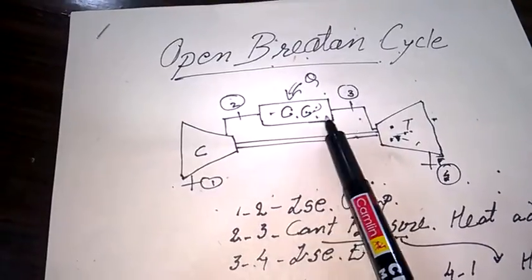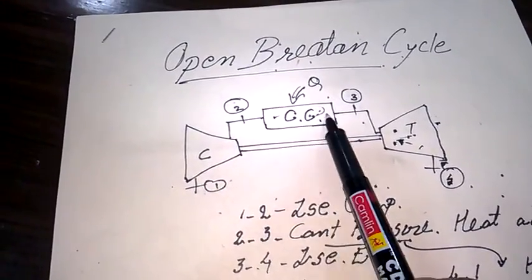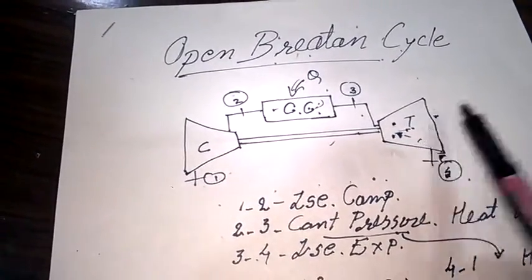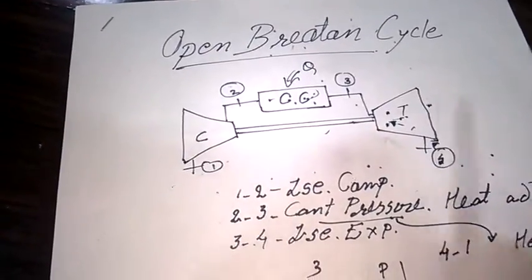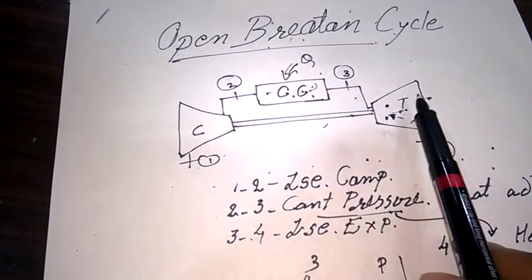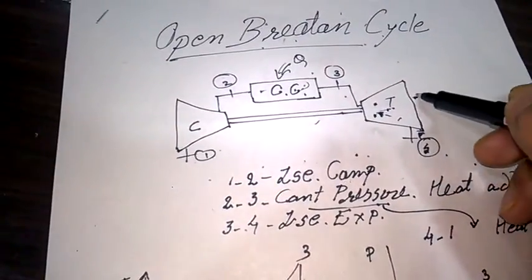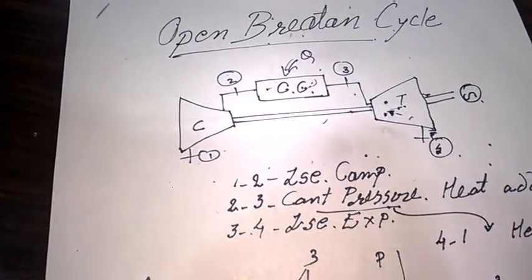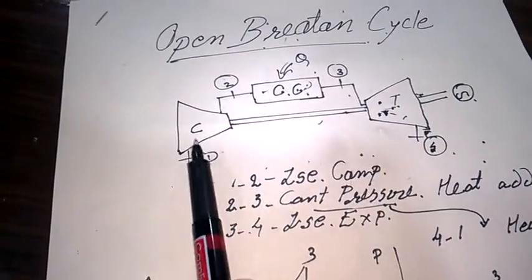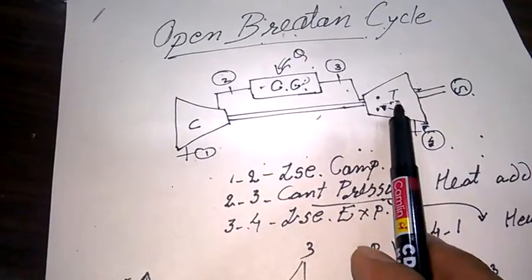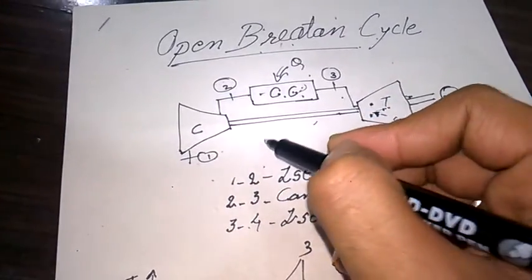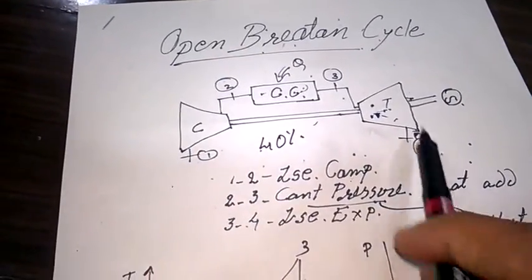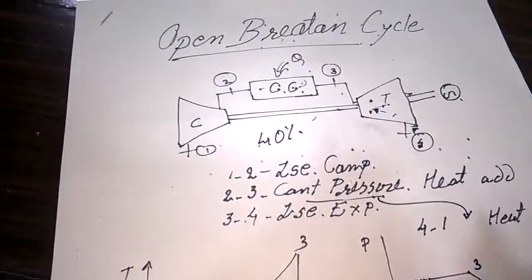So now high temperature and high pressure gases go to the turbine. In the turbine the expansion of hot gases occurs, and due to that the shaft rotates and power production takes place. This is connected to the generator, right? And one shaft comes from the turbine to the compressor. Now, 40% of the turbine power gets consumed to work the compressor, and the rest is for power production.